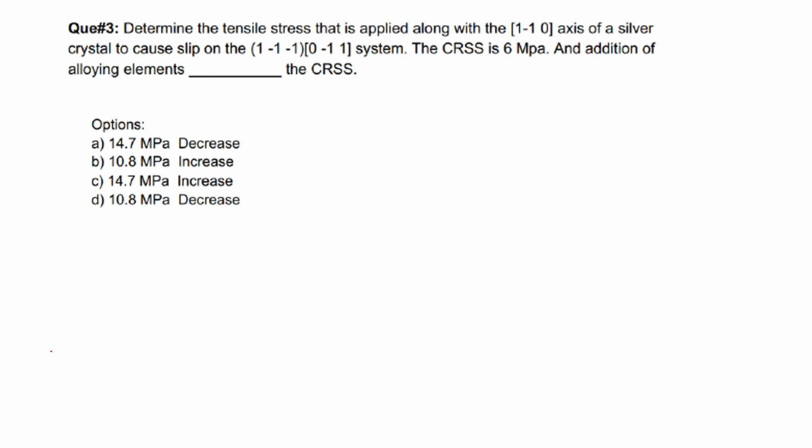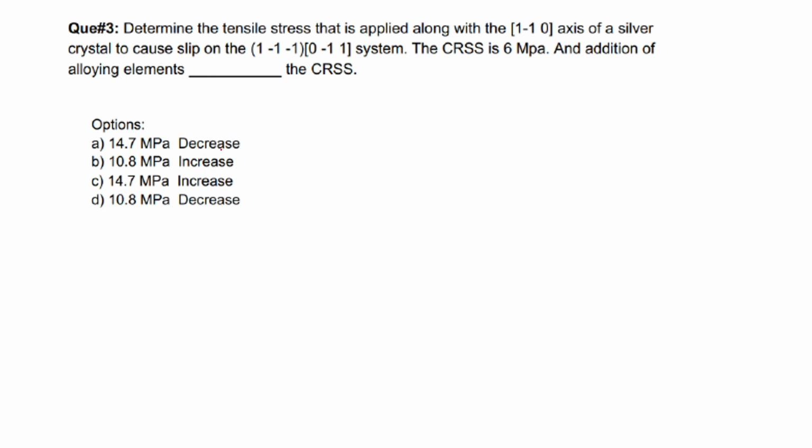So the question is: applied along the 1 minus 1 0 axis of a silver crystal to cause slip on the 1 minus 1 minus 1 plane and 0 minus 1 1 direction system. The CRSS is 6 megapascal, and addition of alloy element is there. There are two questions. One is you have to calculate the tensile stress, and another is whether addition of alloy element increases or decreases it. It will increase, that is true. So the second answer is increases. But what about the first answer?